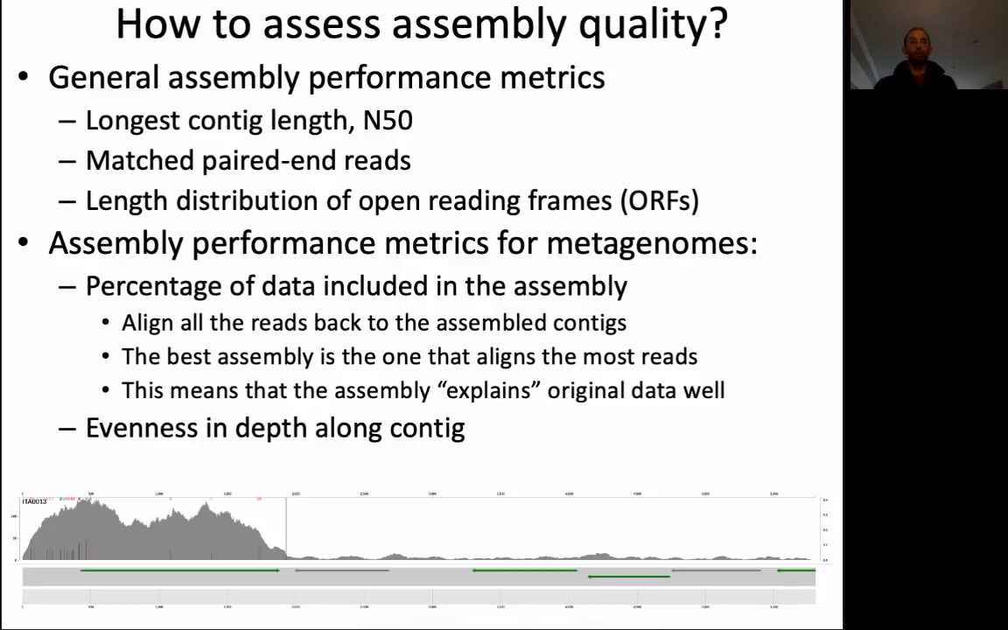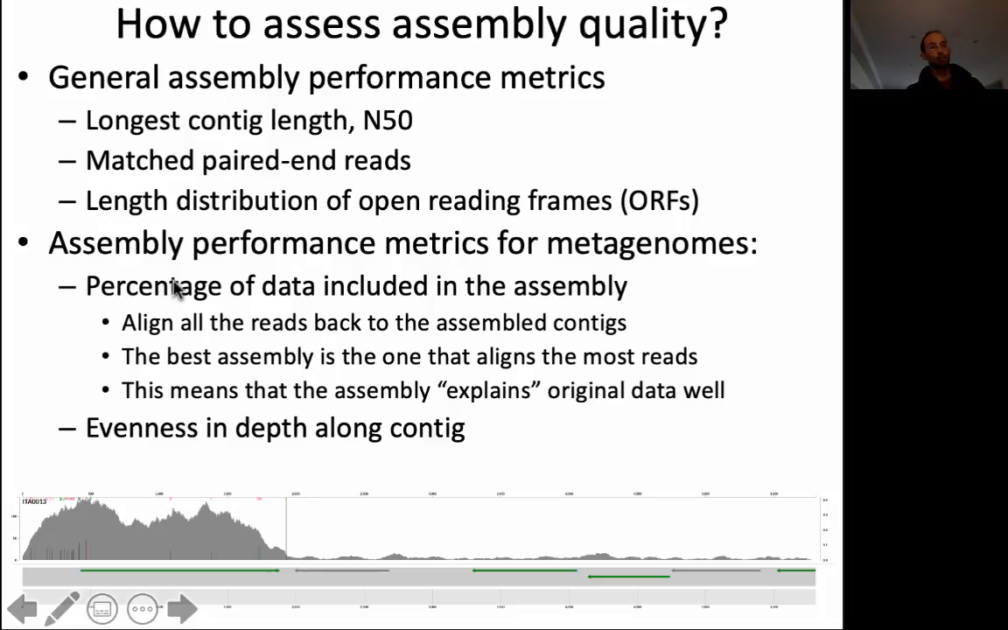Okay, so if we continue wondering how to assess assembly quality for metagenomic sequences, metagenome assembly specifically, there are several additional metrics that we can use. So we've already discussed the length of the contig and the N50 and the N80 values, the percentage of matched paired end reads that can be aligned to the contig. We've discussed the length distribution of open reading frames. But specifically for metagenomics, there are some other metrics that we can also use.